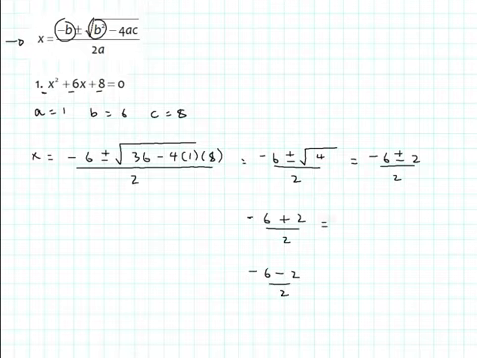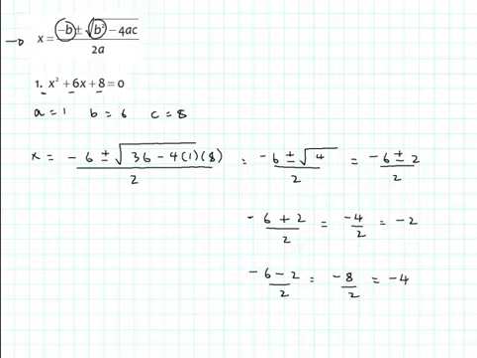Negative 6 plus 2 is negative 4. Negative 4 over 2 is negative 2. That's one of our answers. Negative 6 minus 2 is negative 8. Negative 8 over 2 is negative 4. How nice.